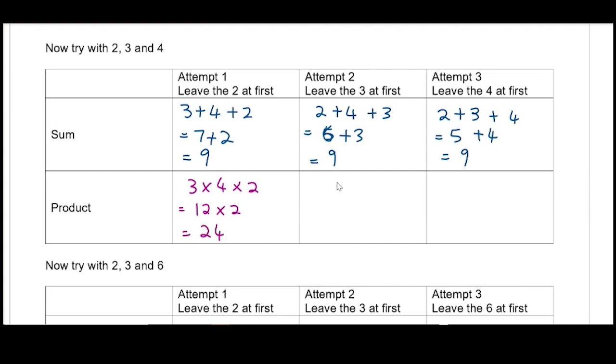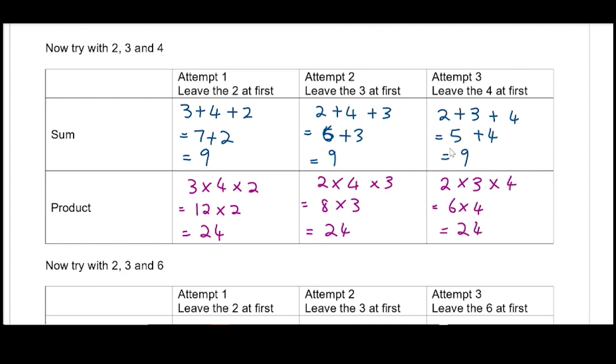This time, we're going to leave the 3. We're going to multiply the 2 by the 4, and then by the 3. Notice that we get 8 times 3, and once again we get 24. This time we're going to leave the 4, we're going to multiply the 2 by the 3, and then by the 4, and we get 6 times 4, and we get 24.